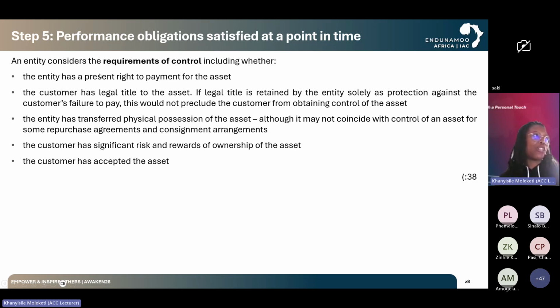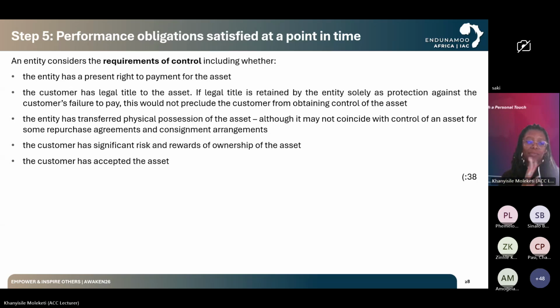The standard then gives us examples of when we would see control has transferred. So this could be if there's a right to payment, legal title transfer, customer significant risks and rewards. The standard gives us these types of criteria to assess, to say, now this is the point in time. So first, is it over time? If not over time, it is then point in time, and the question becomes which point in time. So conclude point in time, then also conclude at which point in time.